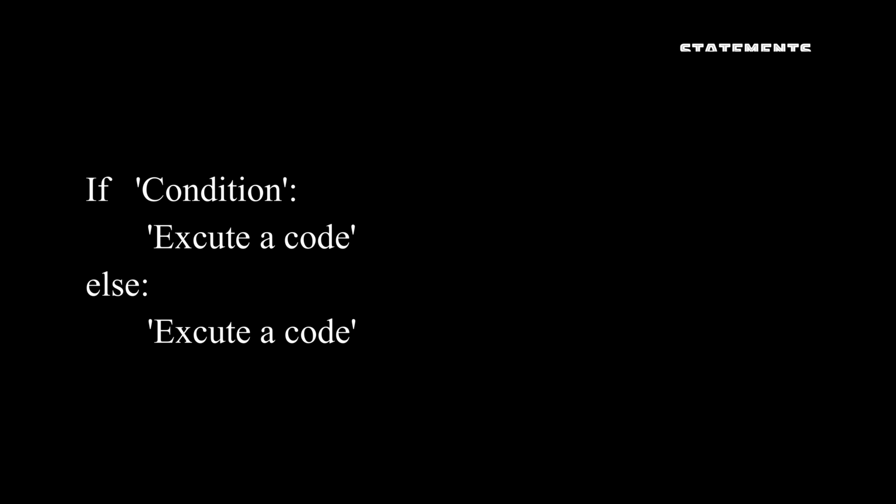The second type of statement is the if-else statement. Here we use an if condition. If the condition is right, we will execute the code. If this condition is not right, we will execute the else code. Here you can see we have only one condition, the if condition. Else has no condition. If the condition is not right, we will execute only the else code. We don't have many conditions here.